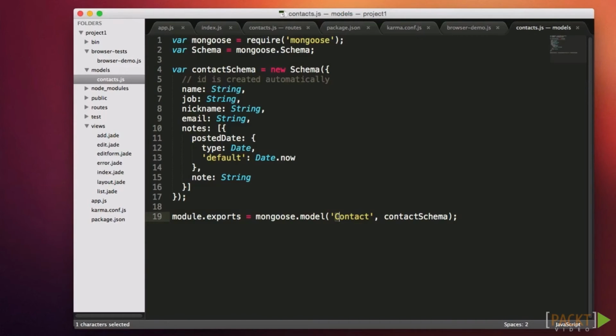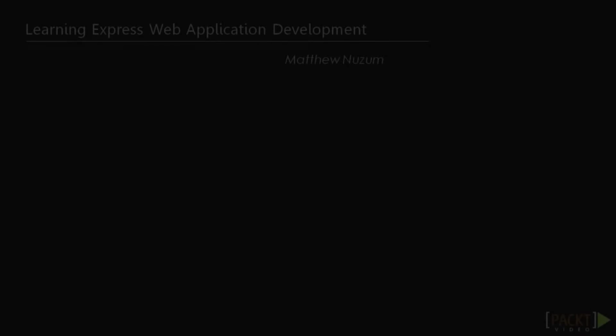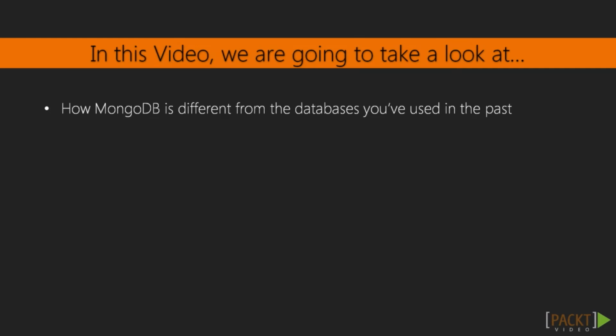Before we put it to use, we'll talk briefly about the differences you can expect when interacting with MongoDB compared to relational databases. MongoDB is a schemaless, non-relational database. This means there can be some big differences between how you interact with your data in MongoDB compared to databases you've used in the past.